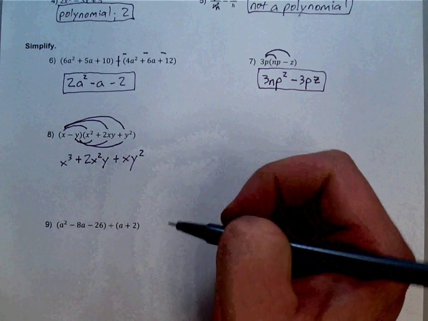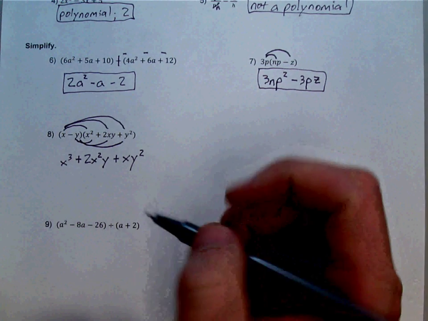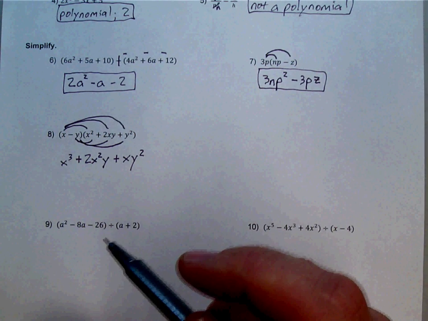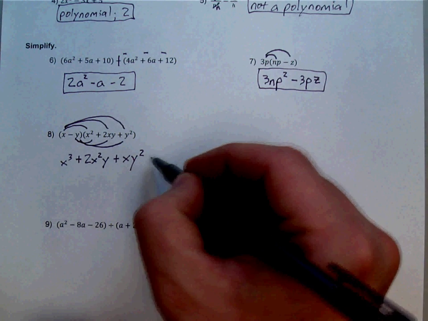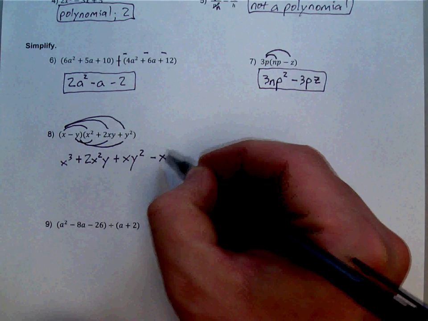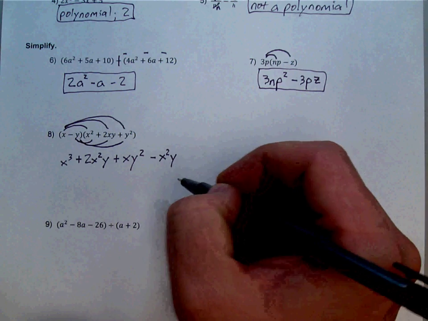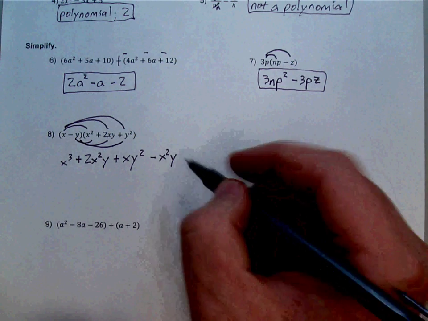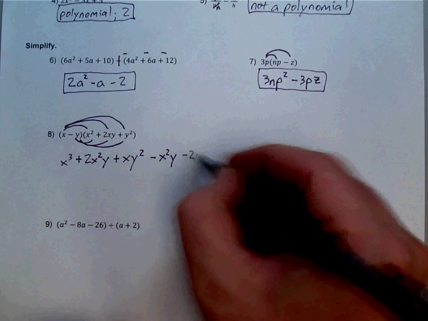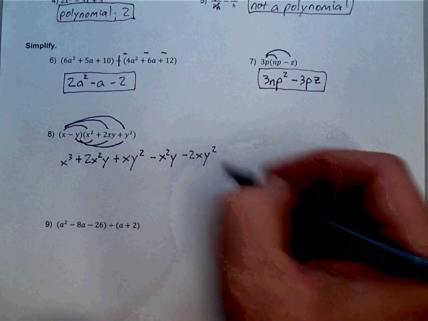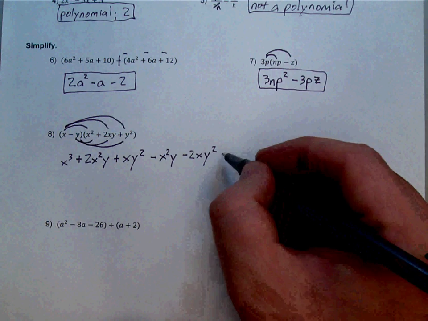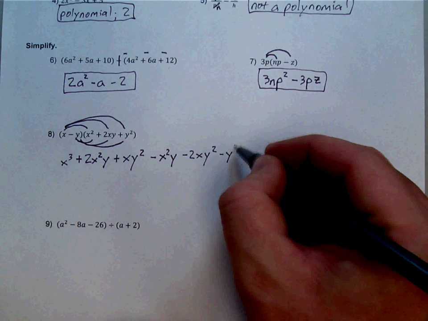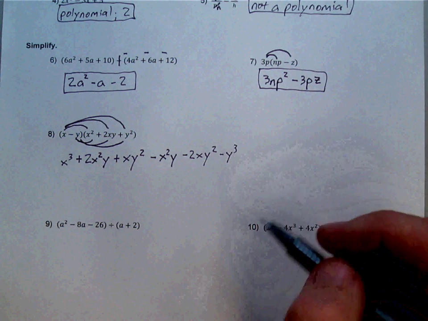Remember, I'm going to try to put my variables in alphabetical order. That will help me recognize if I have like terms. Now, minus y times x squared. Minus, I'll put the x squared first, so minus x squared y. Negative y times 2xy, that's negative 2x, and y times y becomes y squared, so xy squared. And then negative y times y squared is negative y to the third. Look for like terms.